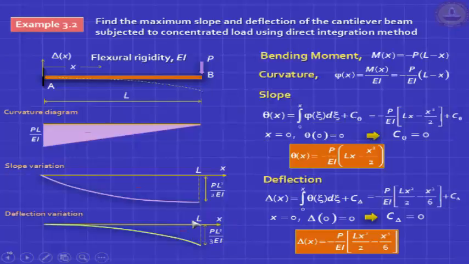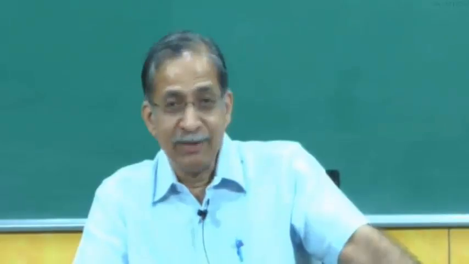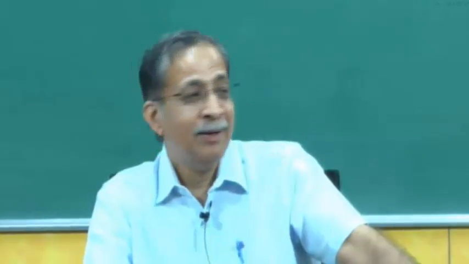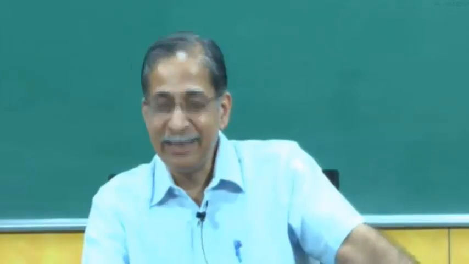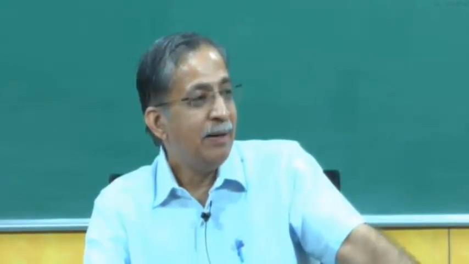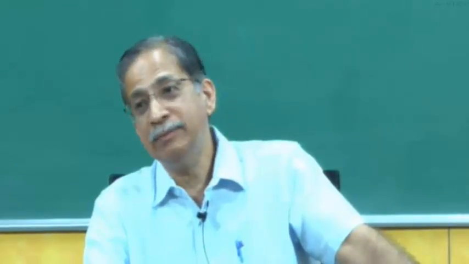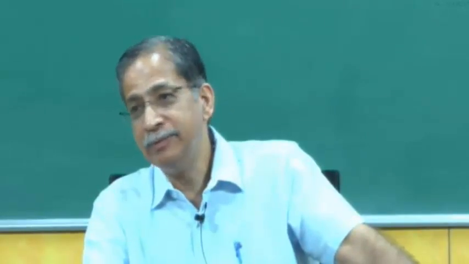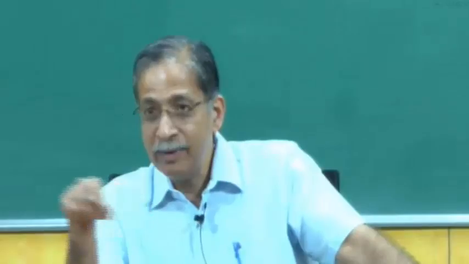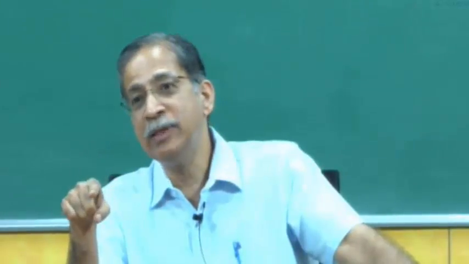Now there's something interesting here. Normally, this is what we've learnt in calculus. Where the deflection is maximum, the slope should be 0. In a cantilever, strange things happen. In a cantilever, where the deflection is maximum, the slope is also maximum. Where the deflection is 0, the slope is also 0. In a simply supported beam, where the deflection is maximum, the slope is 0.